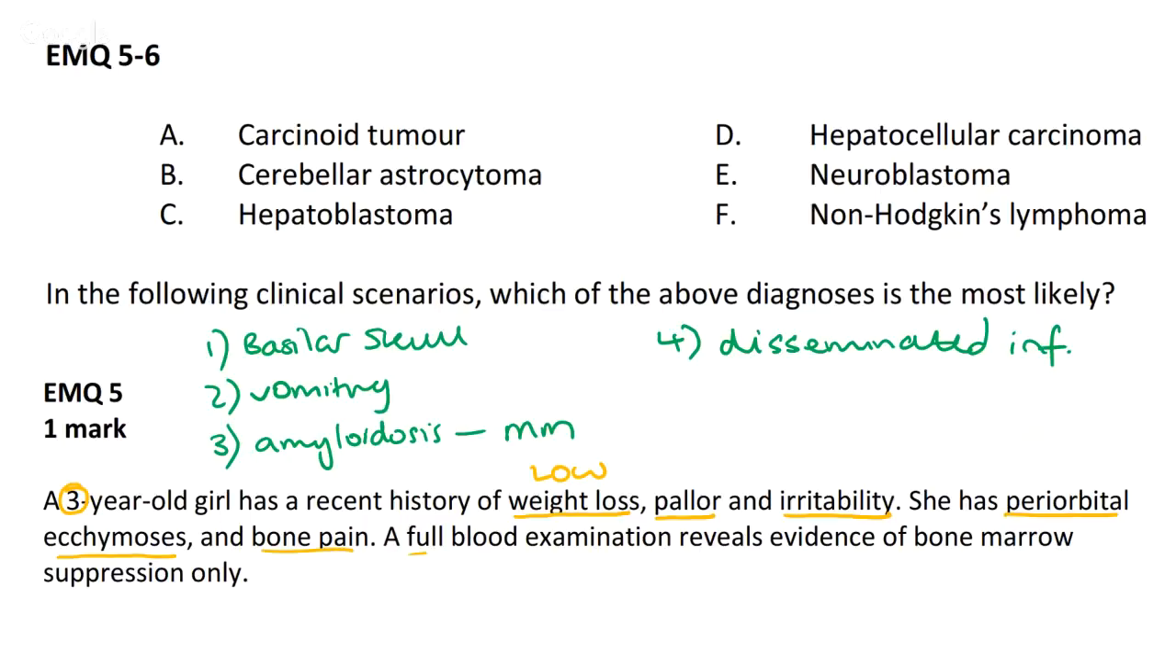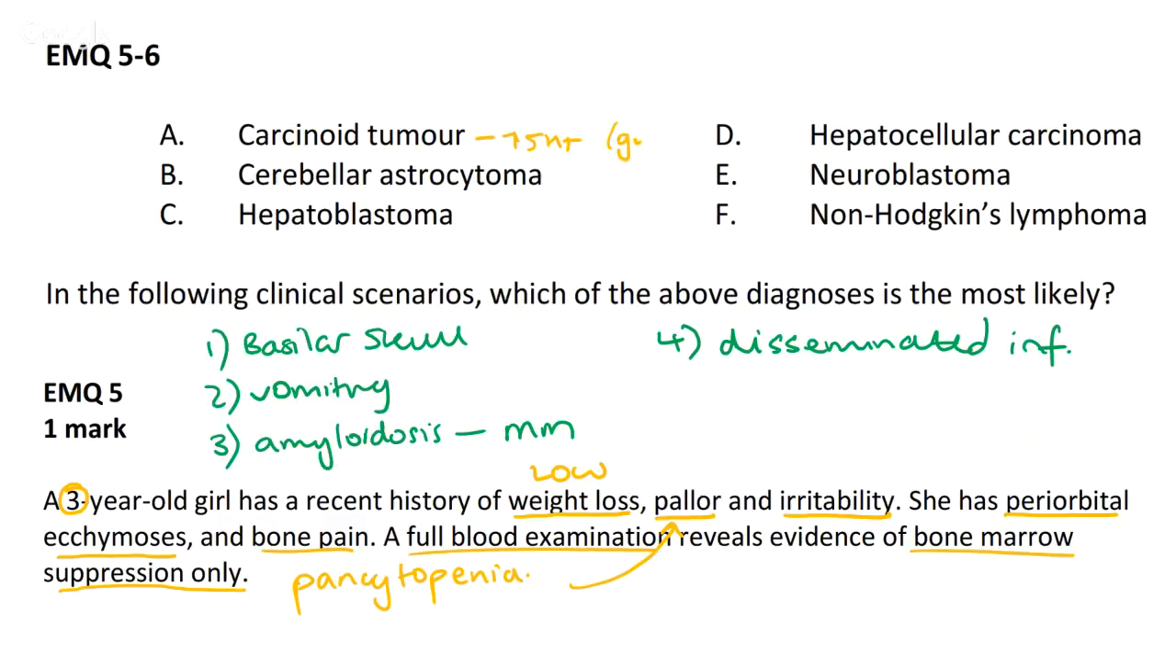So full blood examination reveals bone marrow suppression only. How would a full blood examination tell you that there was bone marrow suppression? Yeah, so pancytopenia. Does that explain, therefore, why she has pallor and irritability? Yes. Okay. So what do you think she has? What's a carcinoid tumor? Yes. And where does that serotonin come from? The tumor. But where is the tumor? You have it in a couple of places.